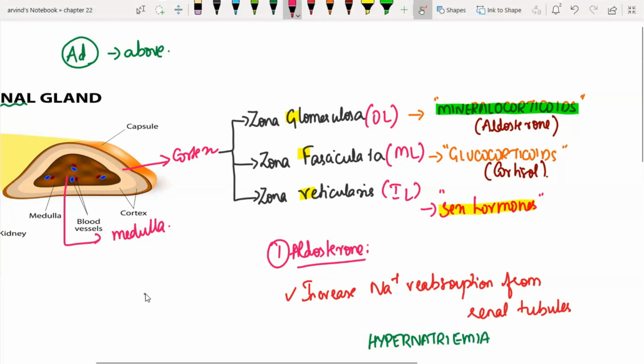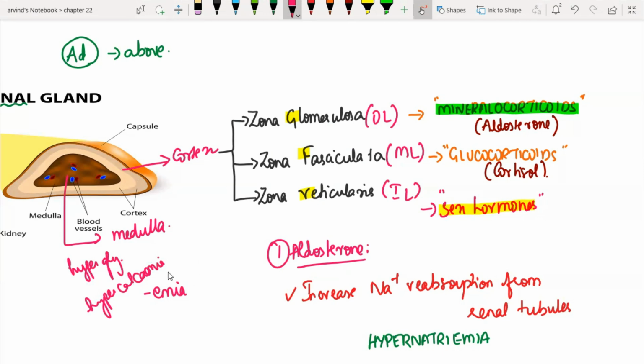If there is any terminology ending with EMIA, it is referring to plasma. Before, we have seen a few terms like hyperglycemia, hypercalcemia, hypocalcemia, all that, right? Everything ended with EMIA. So when there is a suffix ending with EMIA, it means I am referring to plasma. If it is ending with URIA, it is going to depict that particular constituent in the urine.